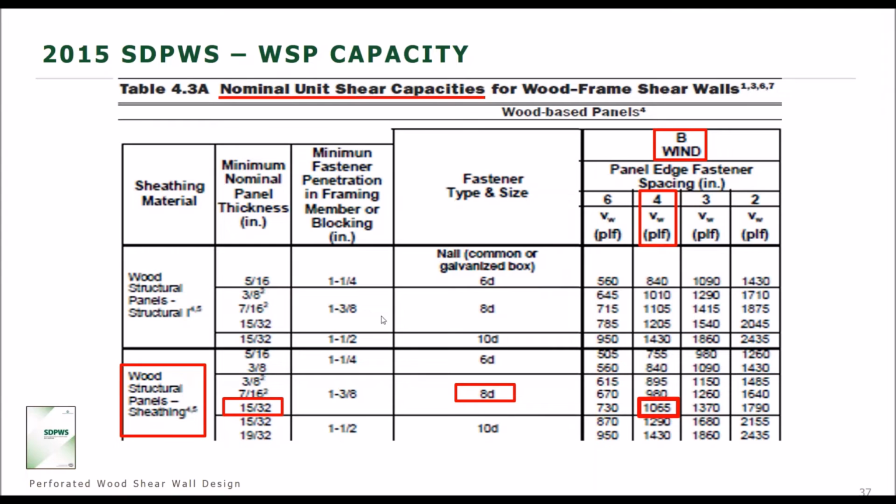So we're going to use a wall, again, we're going to stick with that 15/32 inch nominal panel thickness, and we're going to use 8D fasteners. But for the SPDWS example, instead of 3 inches on center spacing, we are going to use 4 inches on center, and you'll see why in a bit. But to adjust that to an ASD basis, we need to divide it by 2. So you'll see our ASD capacity is 533 pounds per lineal foot for this wall assembly.